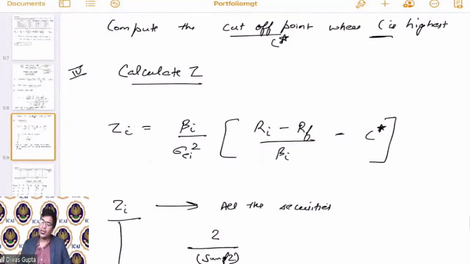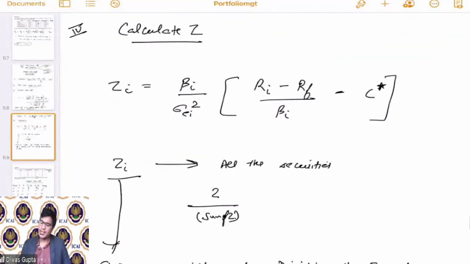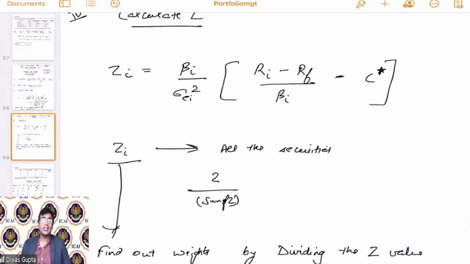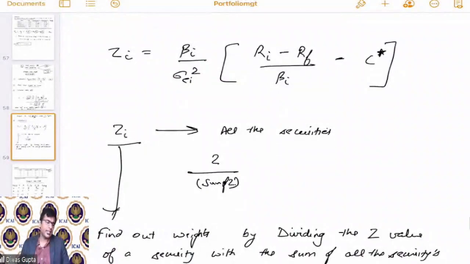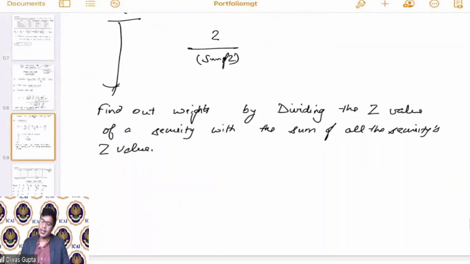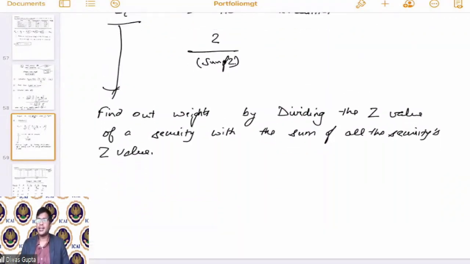Then we have to calculate the cutoff point C star. Once that is done, we will calculate the Z value. The Z value will help us in calculating the final weights. The Z value is given by beta divided by unsystematic variance, and that's how we can calculate the weights.